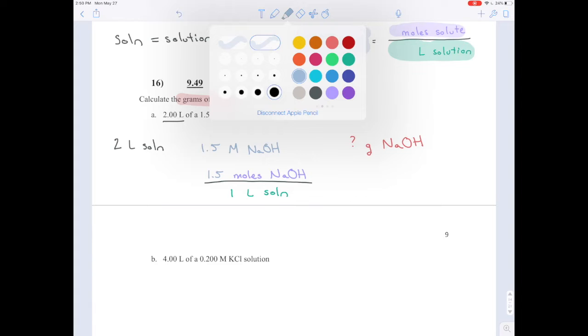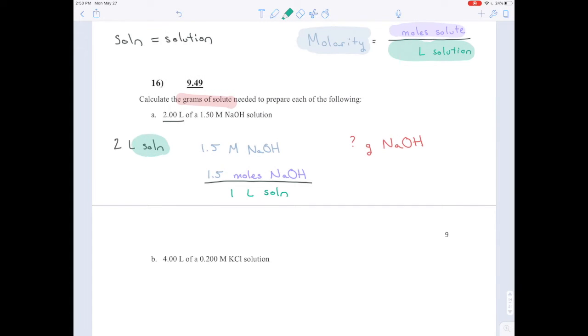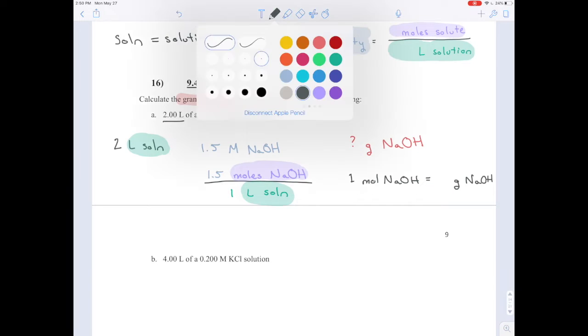We can see connections. So for example, the 2 liters that they give us, we can connect that with the liters here and get to moles of NaOH. But then we would need to get from moles of NaOH to grams. So in other words, we need a conversion factor that relates moles of NaOH to grams of NaOH. Anytime you relate moles to grams, you want to use the molar mass. That's the mass of 1 mole. And we can find that from the periodic table.